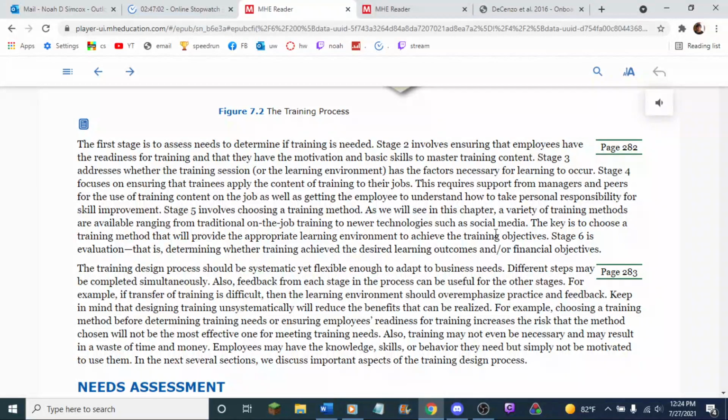Stage 3 addresses whether the training session or learning environment has the factors necessary for learning to occur. Stage 4 focuses on ensuring that trainees apply the content of training to their jobs. This requires support from managers and peers for the use of training content on the job, as well as getting the employee to understand how to take personal responsibility for skill improvement. Stage 5 involves choosing a training method.